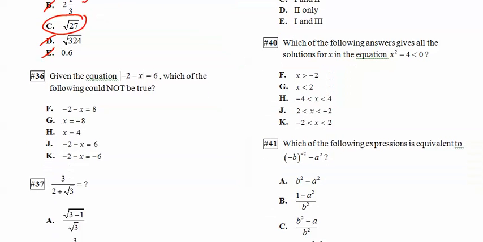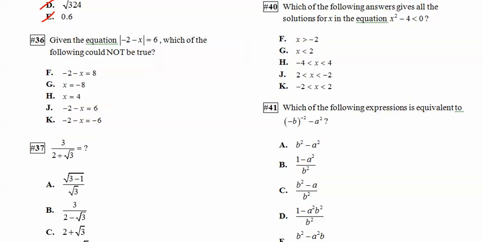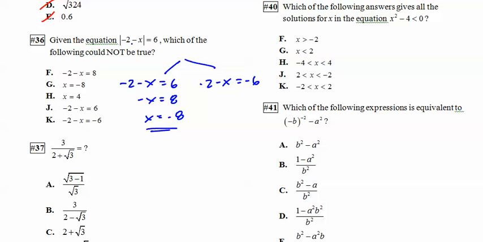Given the equation, which of the following could not be true? I have no idea what's going on here. When in doubt, solve. So -2 minus x, we can do this twice. -2 minus x equals 6, or -2 minus x equals -6. So add 2, -x equals 8, x equals -8. Check it real quick. -2 minus -8, -2 plus 8 is 6. Works.